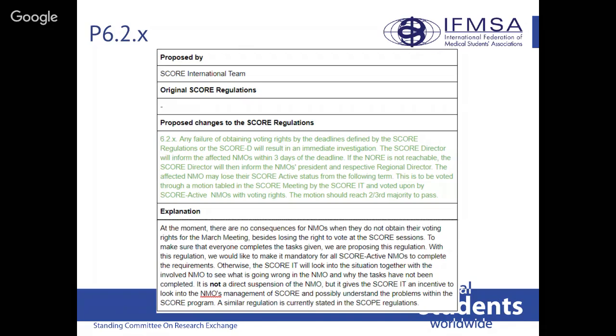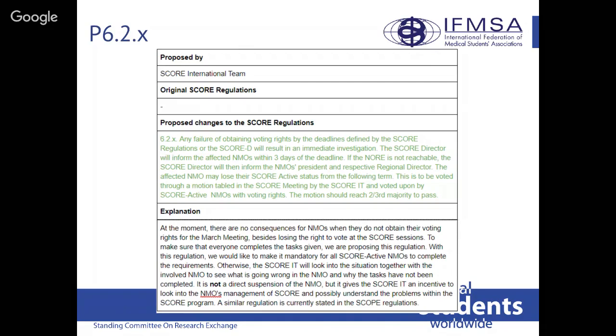The affected NMO may lose their SCORI active status from the following term. This is to be voted through a motion tabled by the SCORI IT at the SCORI meeting and voted upon by the SCORI active NMOs with voting rights. The motion should reach 2/3 majority to pass. An explanation for this is that at the moment, there are no consequences for NMOs when they do not obtain their voting rights for the March meeting, besides losing the right to vote at the SCORI sessions.